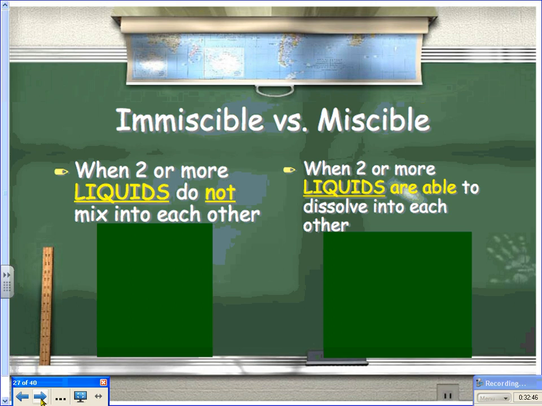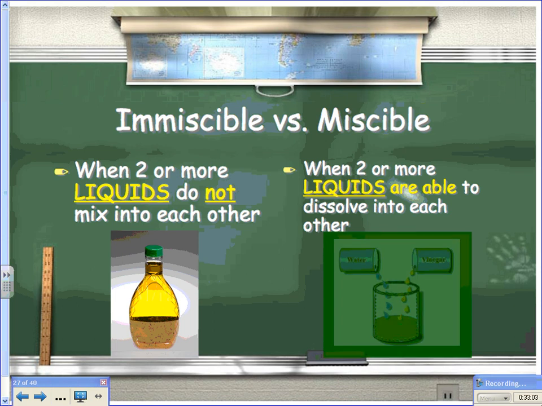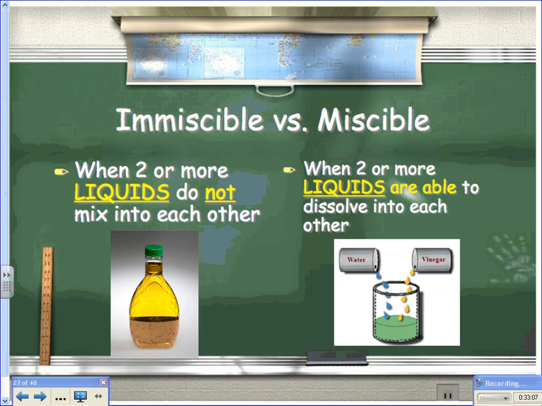So an easy example for immiscible is salad dressing, Italian salad dressing. You see how the oil is separated out from the vinegar and the seasonings. And then miscible would be if you were to take water and vinegar and mix those all together, you would not be able to see individual molecules of vinegar or water. They will have been all mixed together and gone into solution.